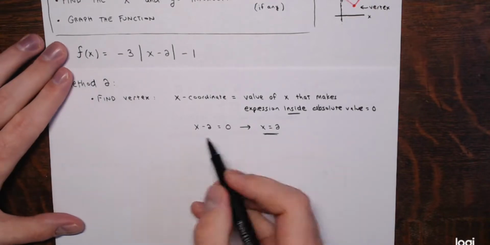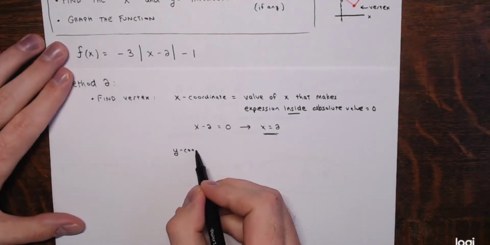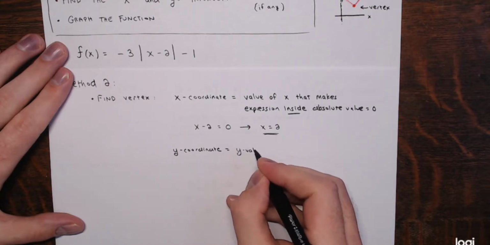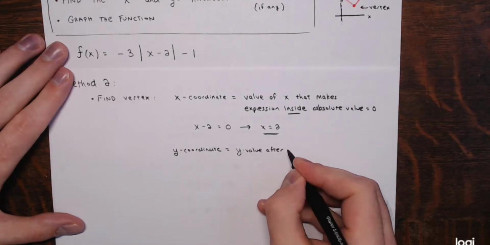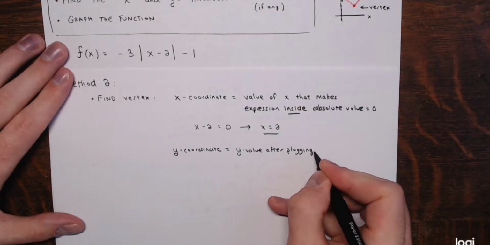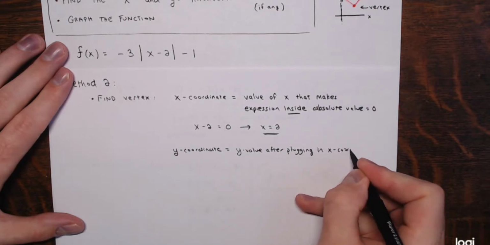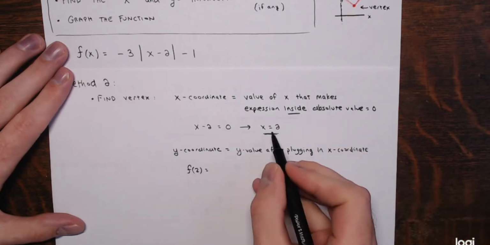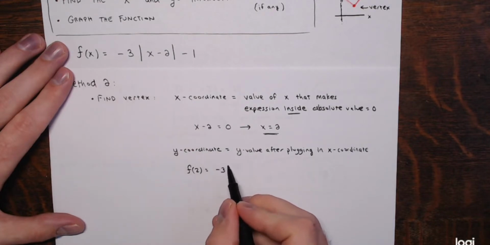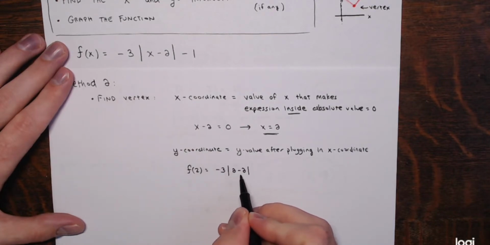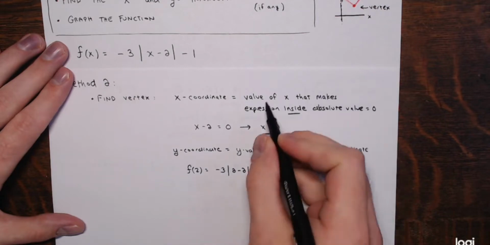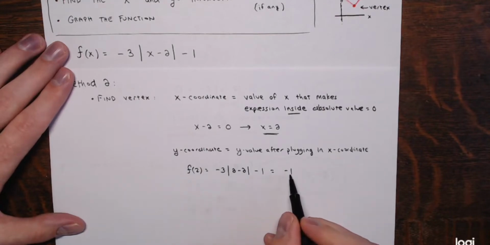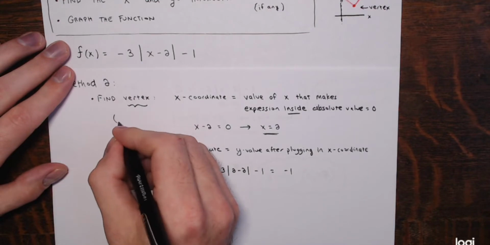And then for the y-coordinate, you just plug in the x-coordinate. So what's f of 2? Just replace x with 2 here. We have negative 3 times the absolute value of 2 minus 2, and again, it should make the absolute value 0. That's the whole point of this first part. And then minus 1. This is going to be negative 1, 0 minus 1. So this vertex here is (2, negative 1).